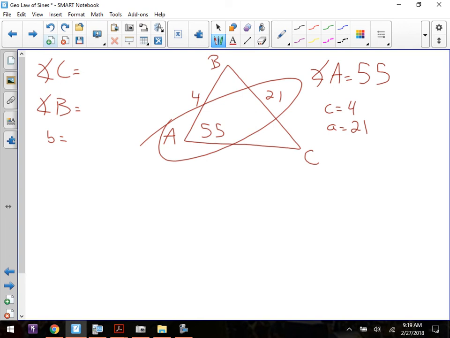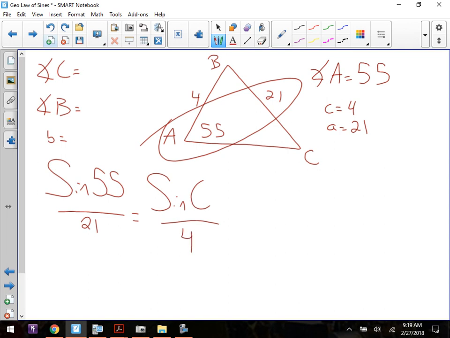In this problem here, what is it forcing you to find first? C, yeah, it's forcing you to find C first because it gives you the side opposite. So you write it out. We're going to use the law of sines: sine of 55 over 21 equals sine of C over 4. What do I do first?